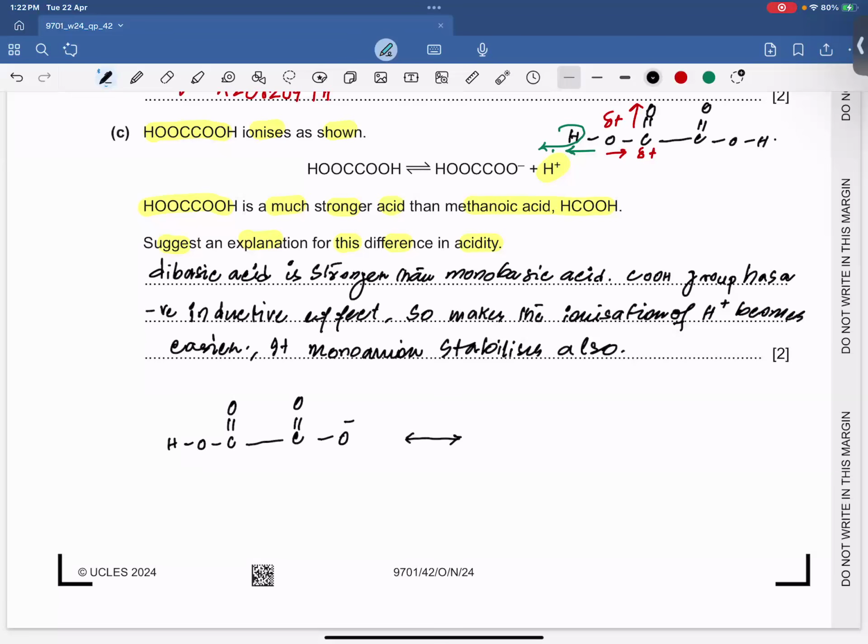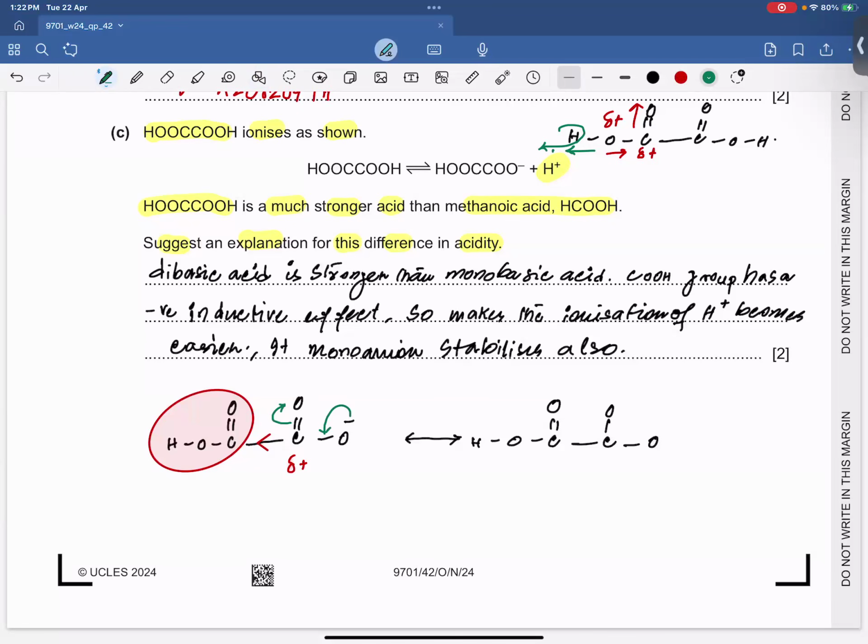Why I'm saying this? Let me show you. We have done this whole concept in the class. Okay, look. This entire group is an electron withdrawing group. So when it pulls the electron towards itself, obviously this carbonyl carbon becomes electron deficient. So to neutralize the positive charge, this negative charge will form a bond here.